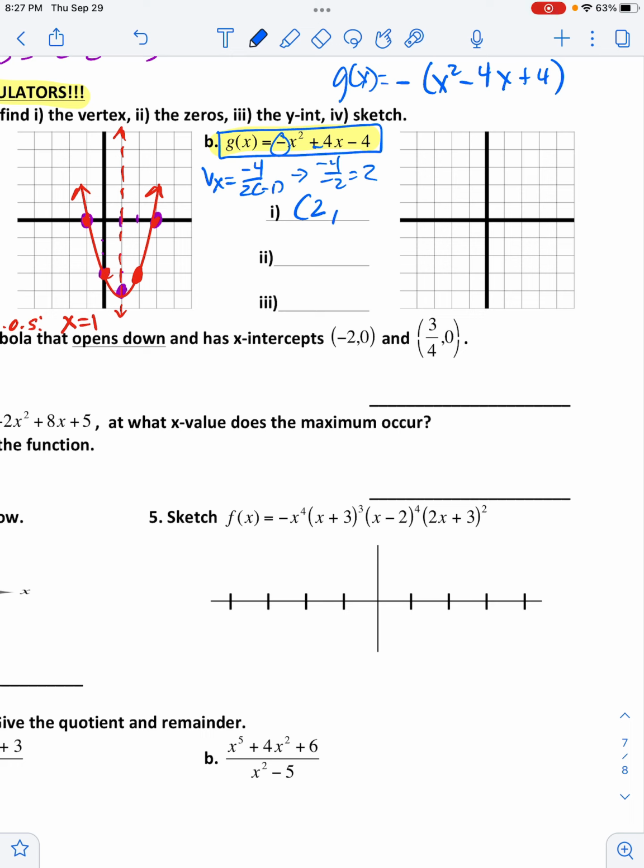And then I would plug that into my function. Now be careful with that, because you're going to have a negative, which is not a part of the squaring. And then you're going to have just the 2 squared, because that's what you're plugging in, plus 4 times 2 minus 4. So this whole thing is going to be a -4.